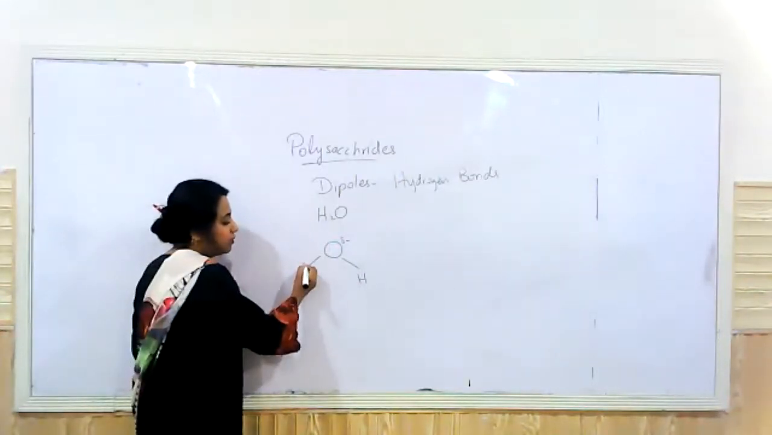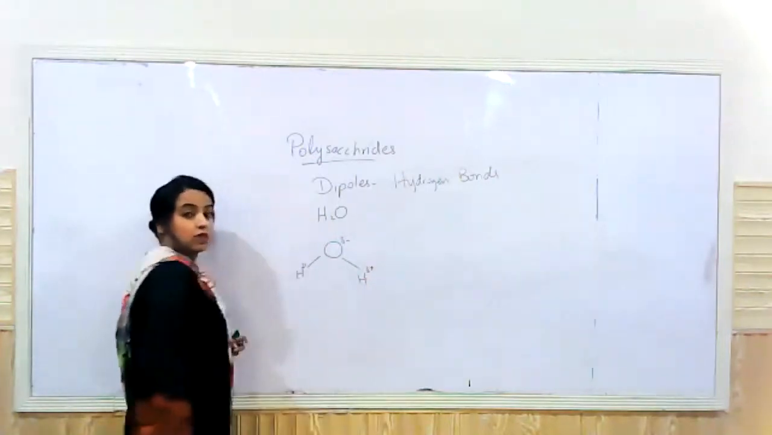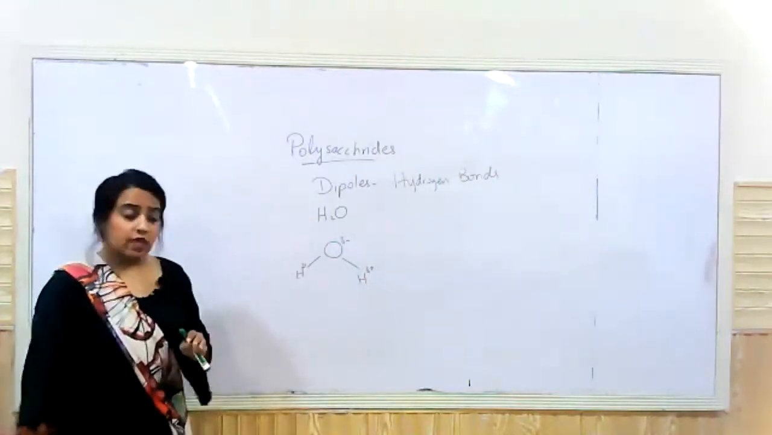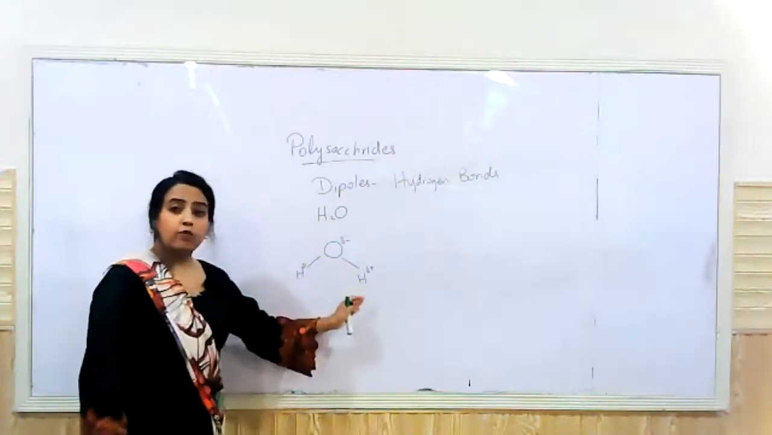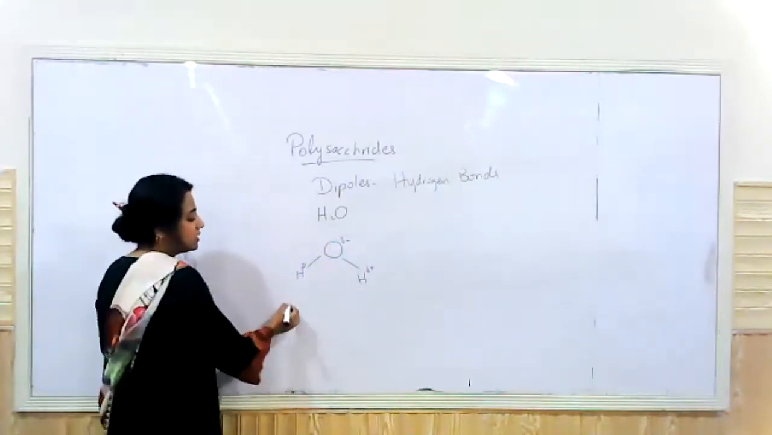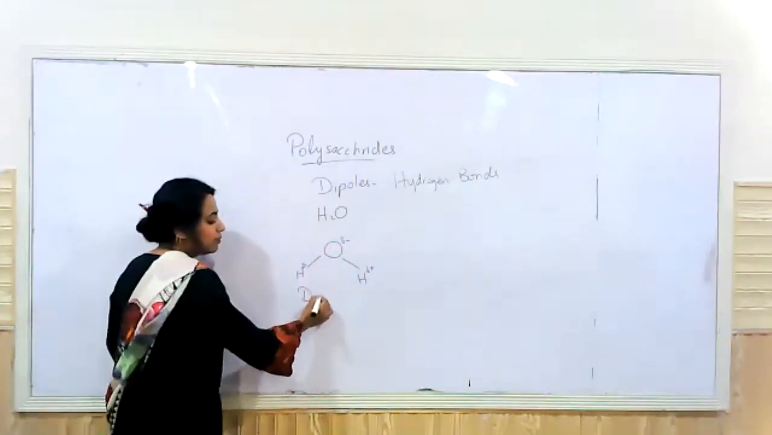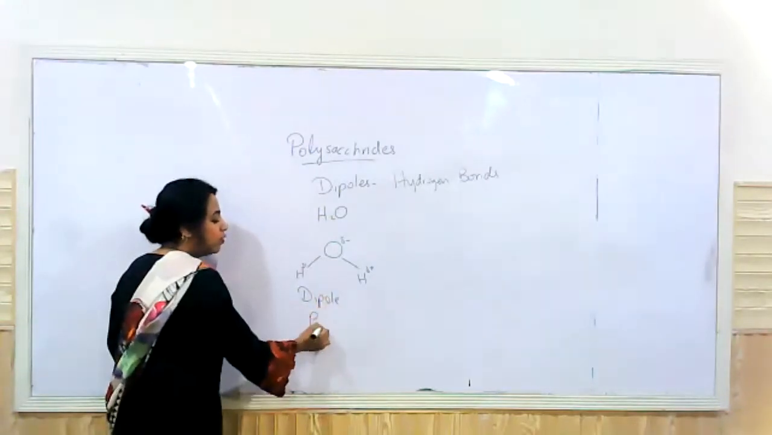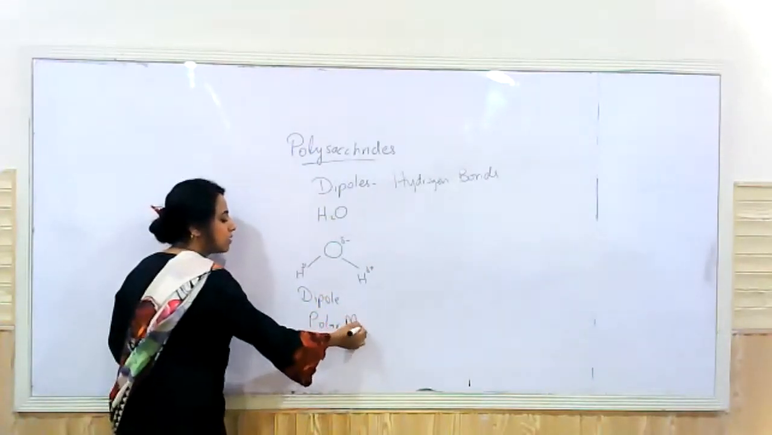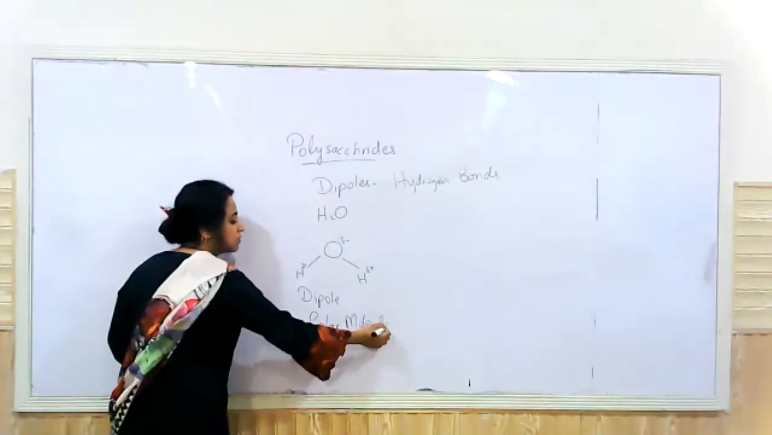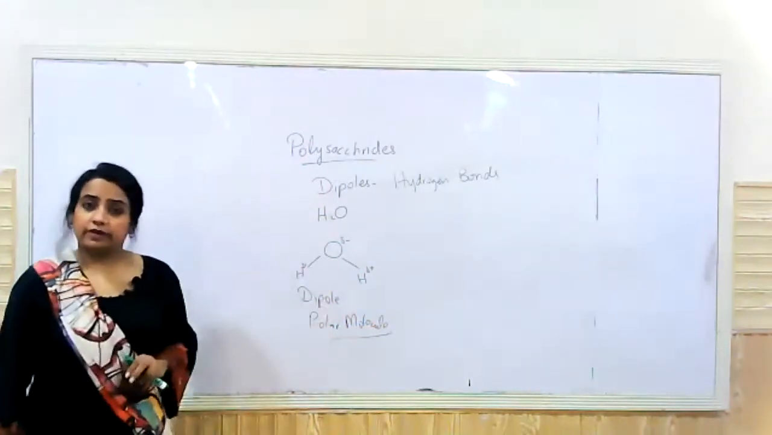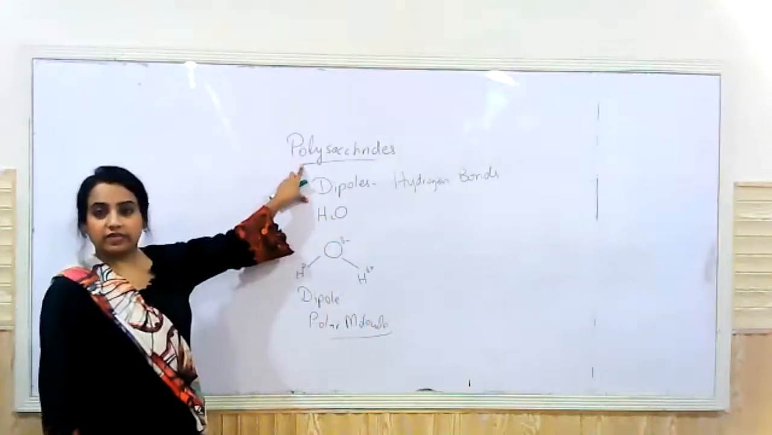A partial positive charge. Such a molecule that has two different poles in it is termed a dipole or a polar molecule, because it has poles formed in it. So I hope the dipole part is clear.